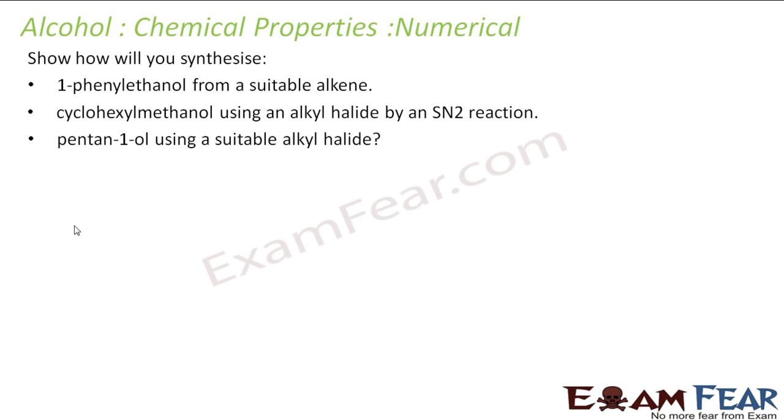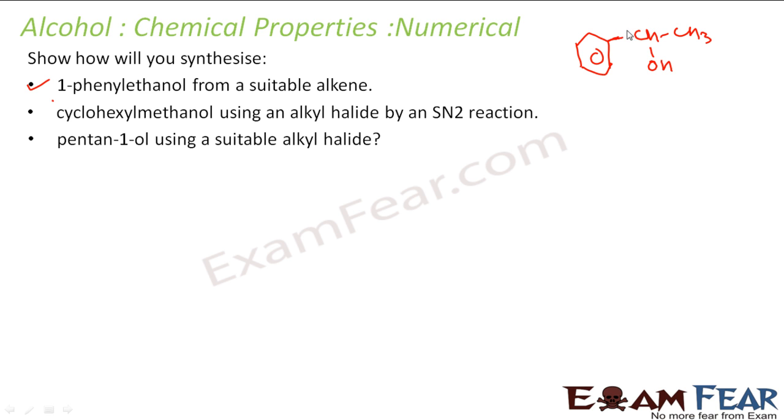The first is 1-phenylethanol from a suitable alkene. So let's see what 1-phenylethanol is. Let me take a phenyl. At one position I have ethanol, that is CH. In 1-phenylethanol, at position 1 I have phenyl. In ethanol, since the position is not given, it has to be at the OH, first position. This is the compound they are looking for.